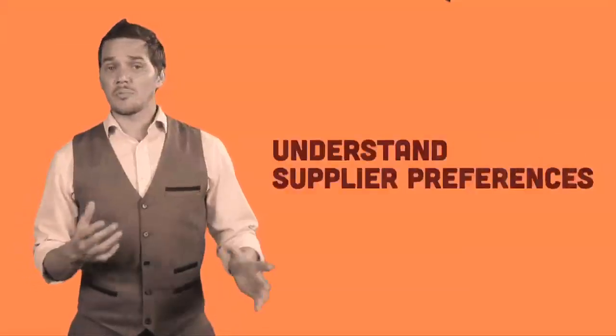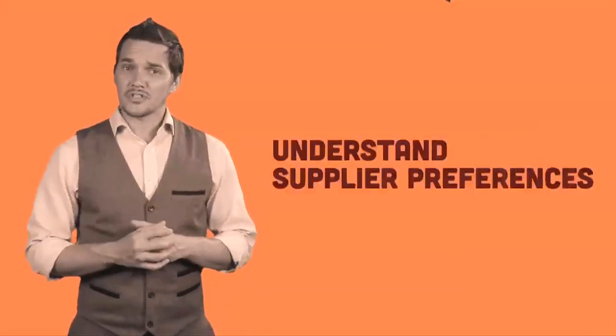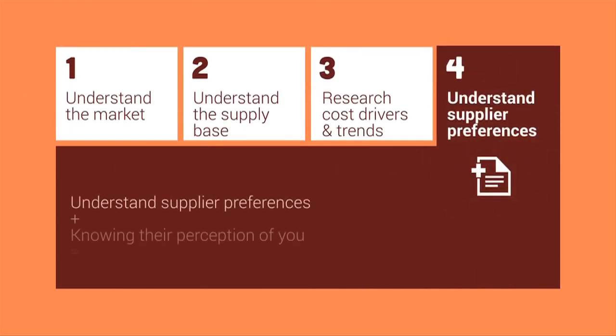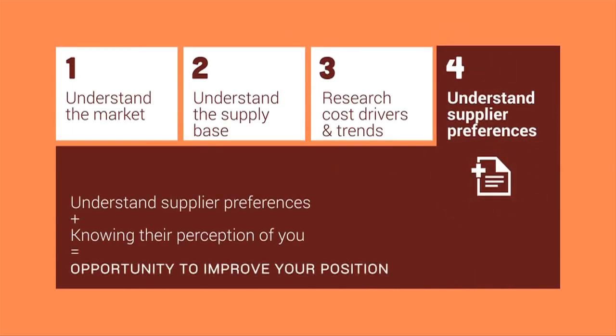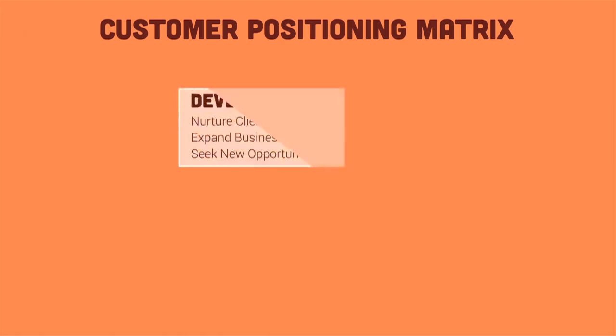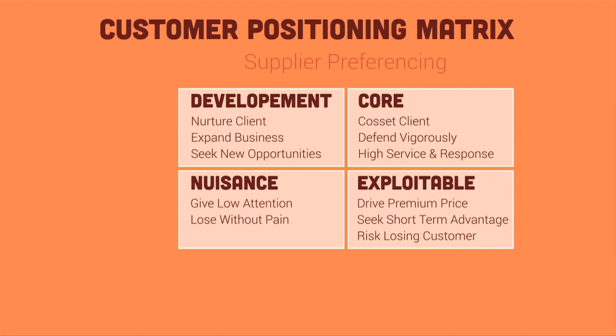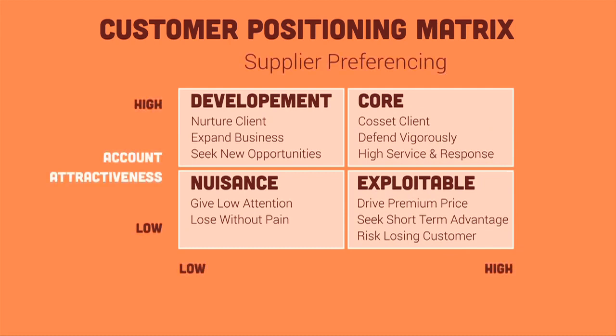So now that I get the supply market, what about supplier preferences? Good point. Knowing how you are perceived will help you identify opportunities to improve your position. A tool to help you with this is the Customer Positioning Matrix. The first step is to determine how attractive you are as a customer. The second step is to identify the value of your business to suppliers. This combination should give you some indication of where you stand in your supplier's eyes and some indication of steps that you can take to improve or maintain your position.